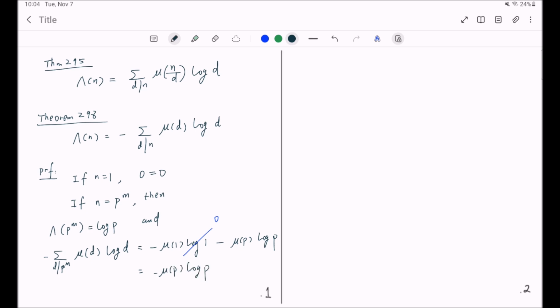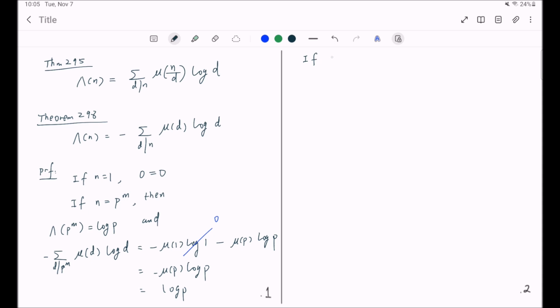But what is mu of p? Mu of p, because this is a product of only one prime, will be negative 1, and negative 1 times negative 1 is equal to positive 1, so you get log of p, which is equal to the left hand side. So this verifies the case when n is a power of p.